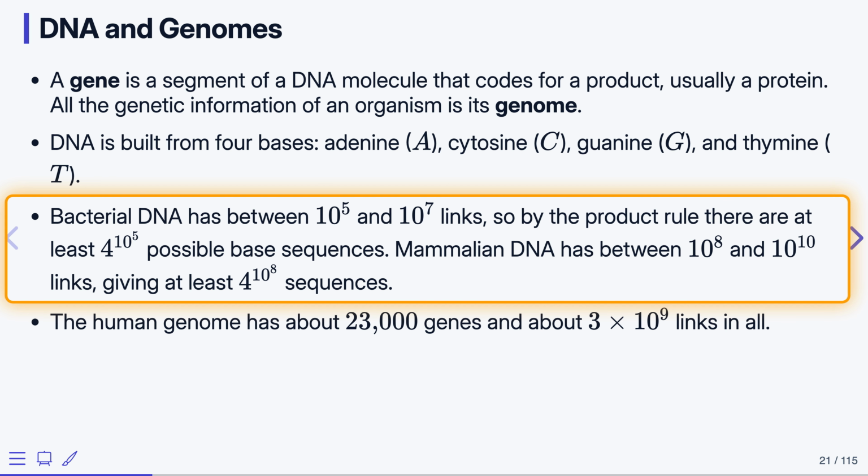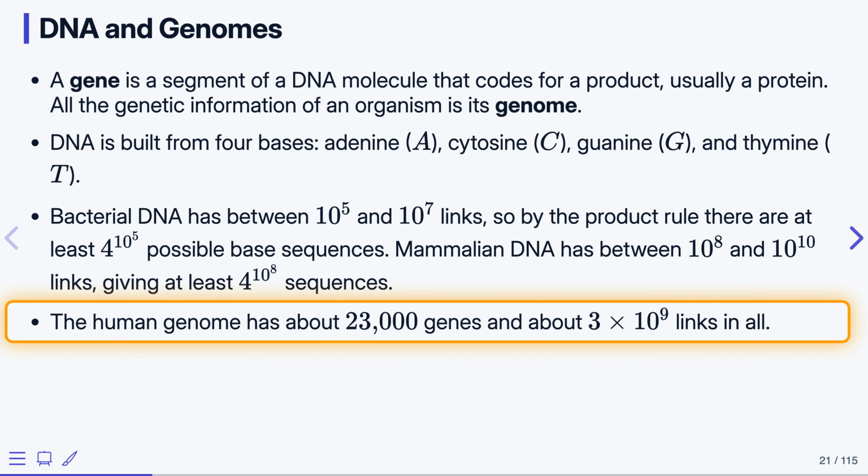Mammal DNA is even longer, between 10^8 and 10^10 links, giving at least 4^(10^8) sequences. The human genome has about 23,000 genes, and about 3 billion links in all.